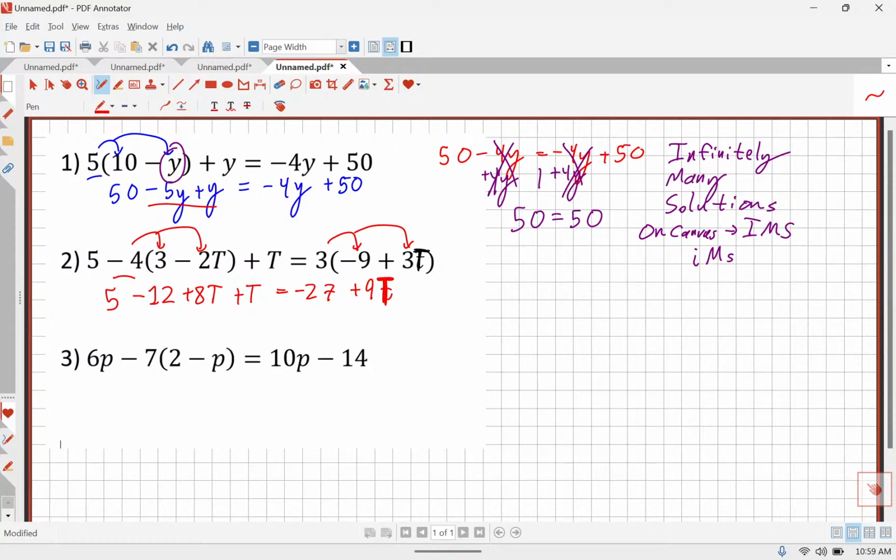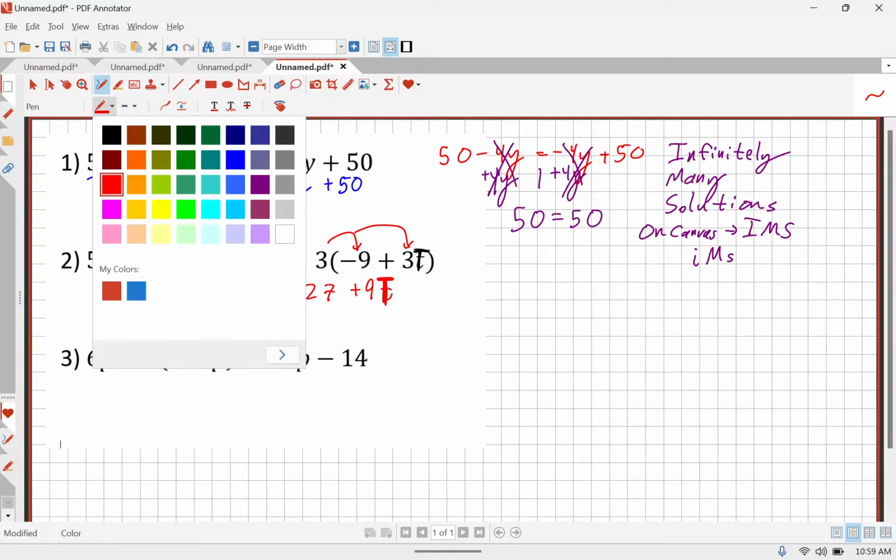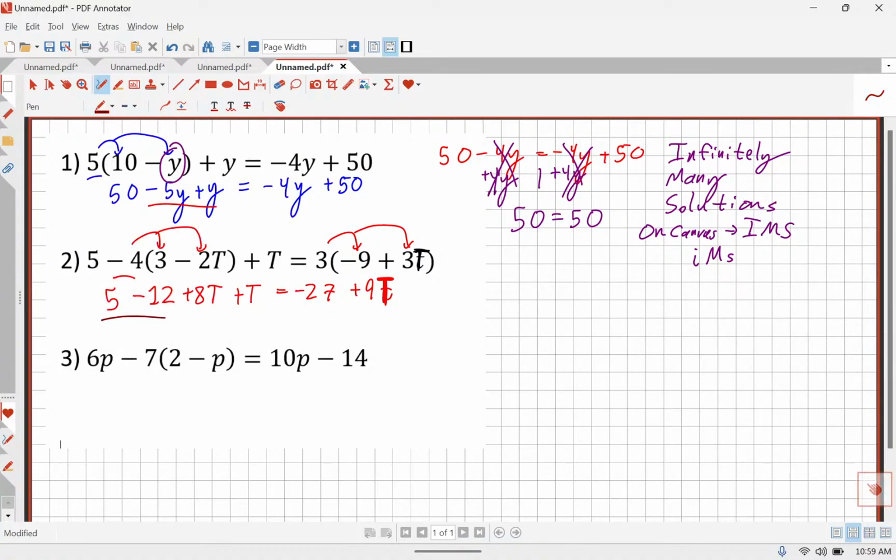No time for that. Let's see here. What's going to be our next step? What would you like to do with this next? And I'd love to get that from Anjana. What would come next? Yeah, so I'm going to do 5 minus 12, which I believe is -7. 8t plus t, which is 9t. And that's -27 plus 9t. That's just fine the way it is.